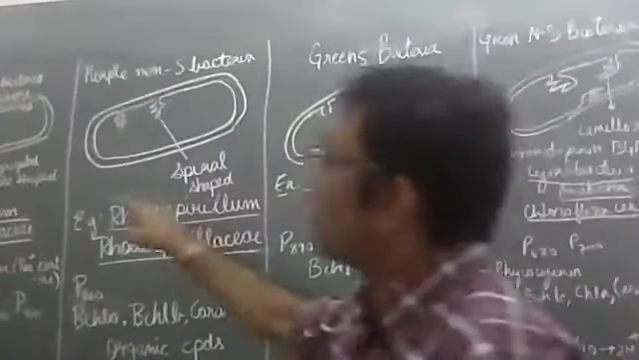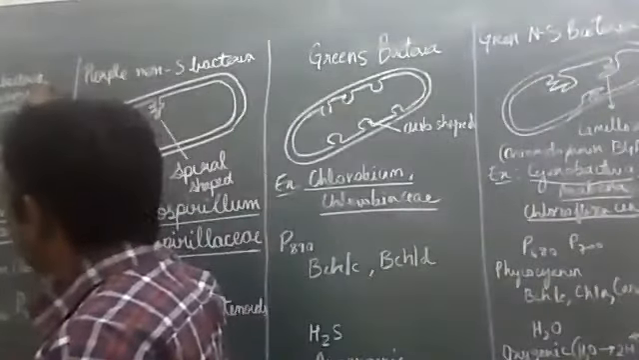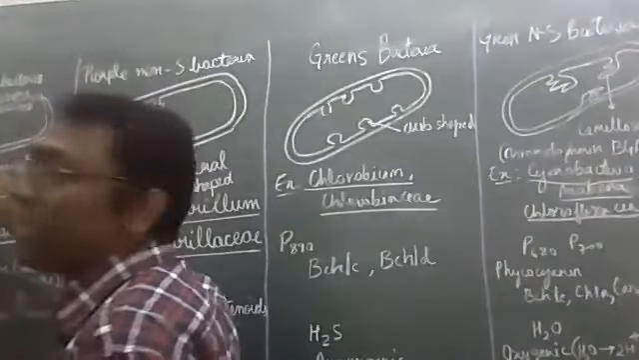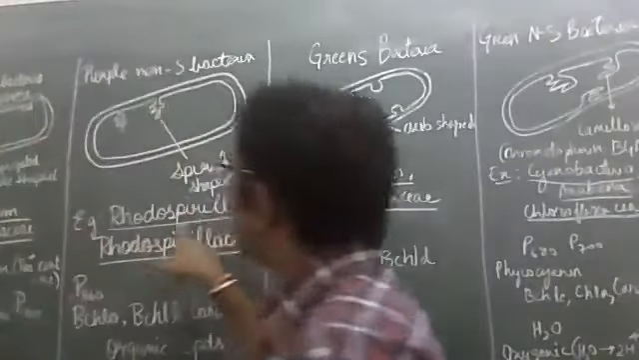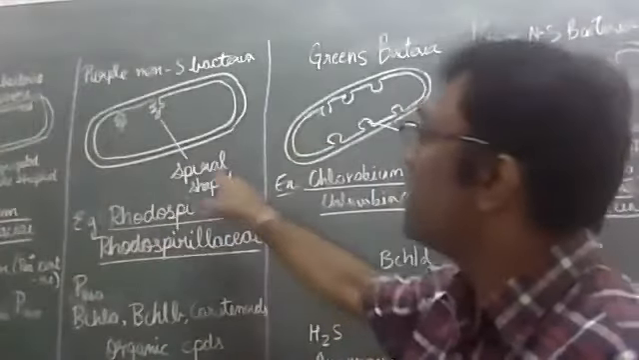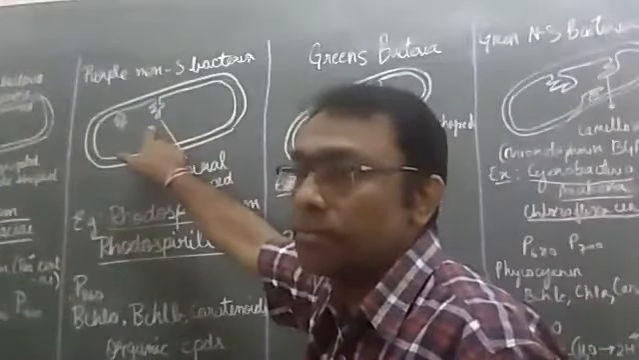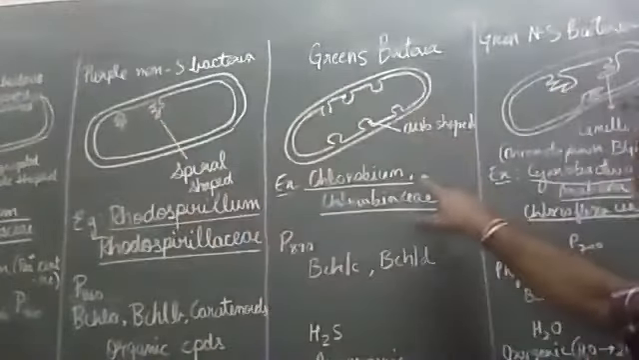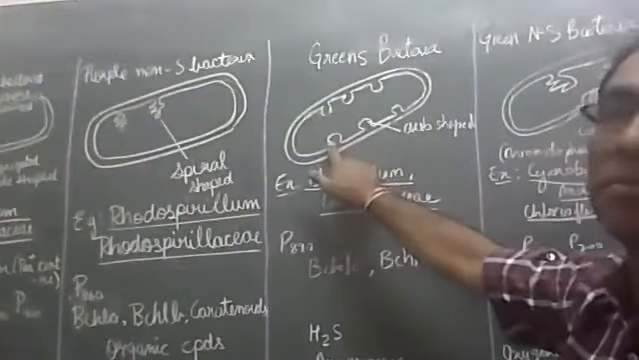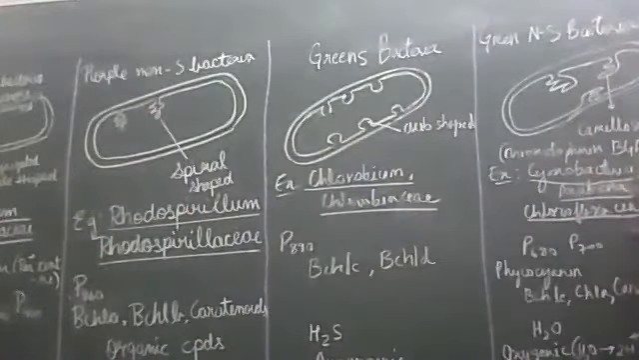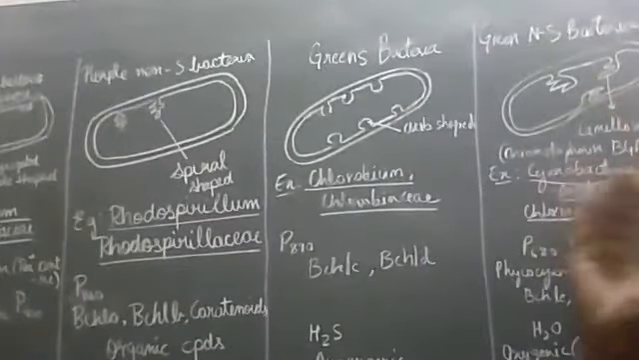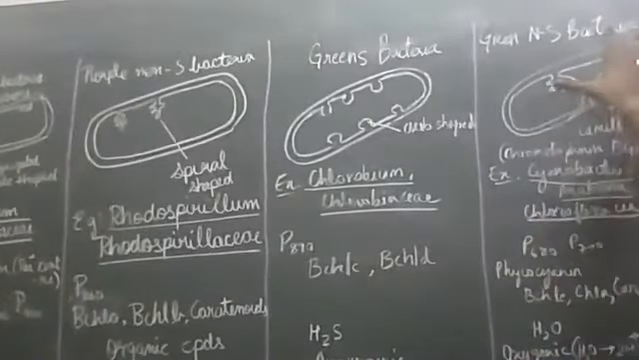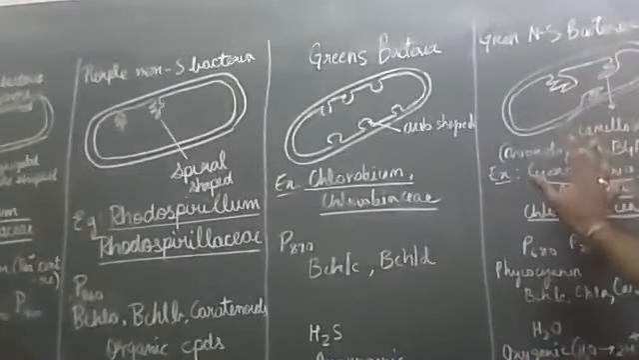For example, Chromatium, a purple sulfur bacterium, has aggregated vesicular type chromatophores, whereas Rhodospirillum has spiral shaped chromatophores. Chlorobium has small club shape, and cyanobacteria like Anabaena will have a thylakoid nature. They are more similar to plants. This is the only group more similar to plants.